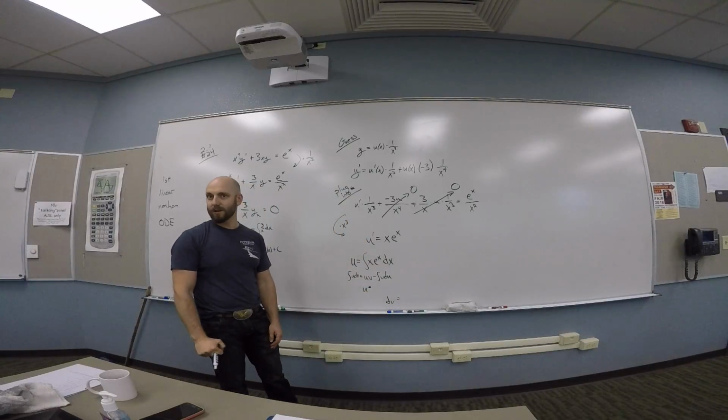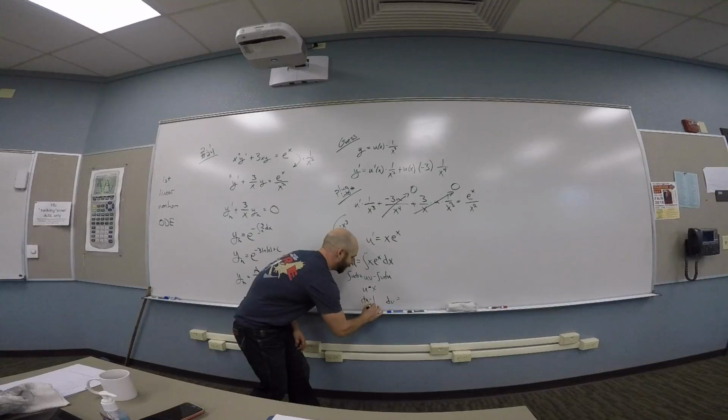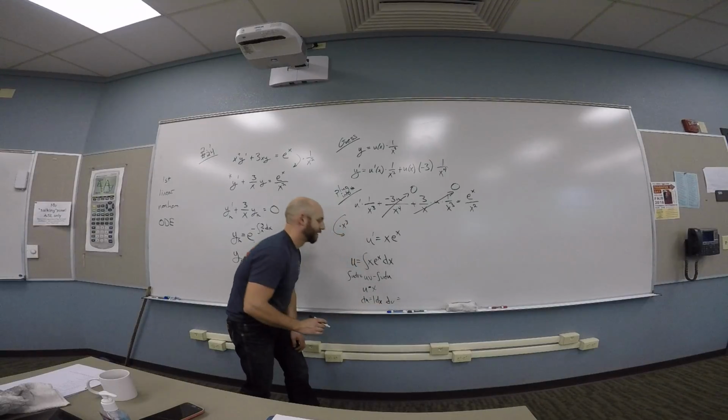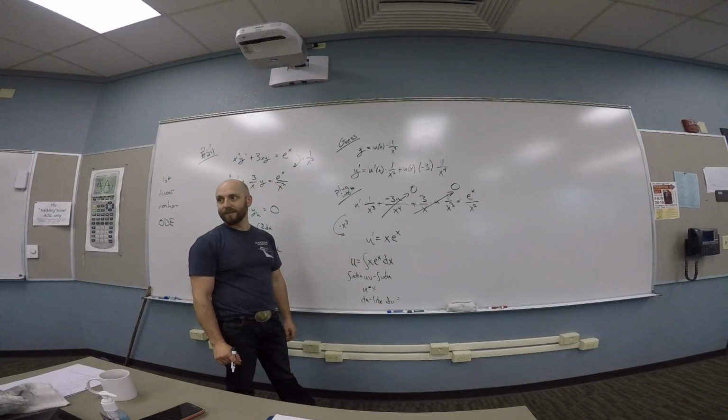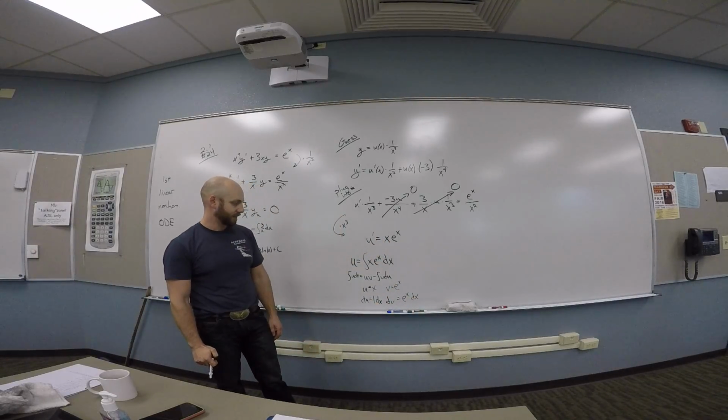And the thing you want to differentiate here is x, because it'll go away. So your du is 1 dx, and your dv is e to the x dx, and then v is e to the x.